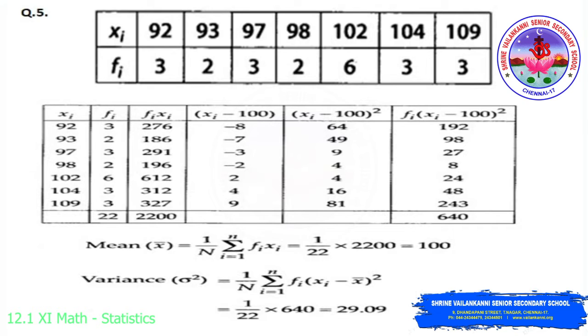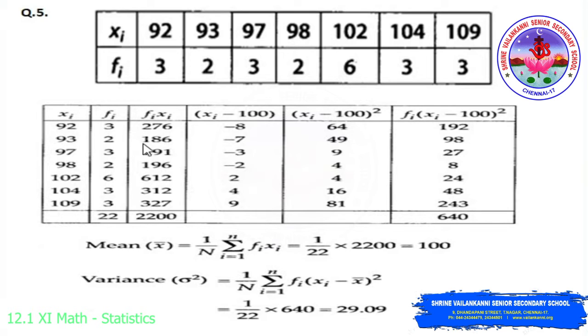Fifth question, find the mean and variance of the following data. So this is used to find the variance of a discrete frequency distribution. Here xi and fi are given. The frequencies are given. So I have written this. Then the sum of the frequencies, like 3 plus 2 plus 3 till 3, the sum of the frequencies is 22. Then finding the mean x bar equal to 1 by n sigma fi xi. Here n is sigma fi, the sum of the frequencies, which is 22.